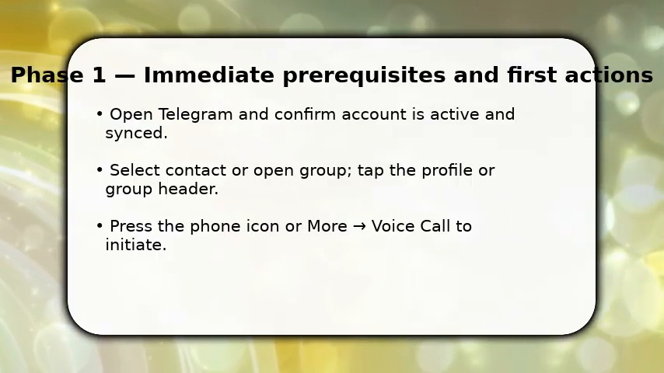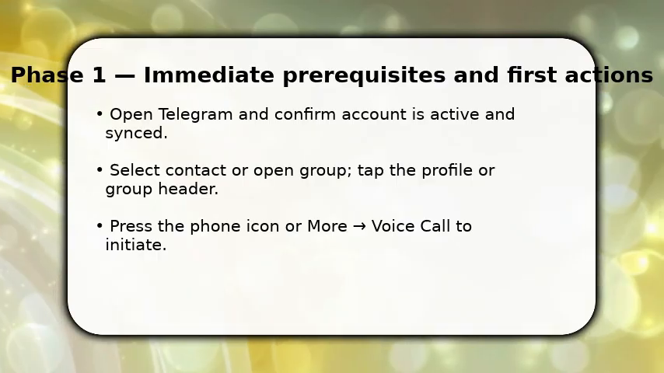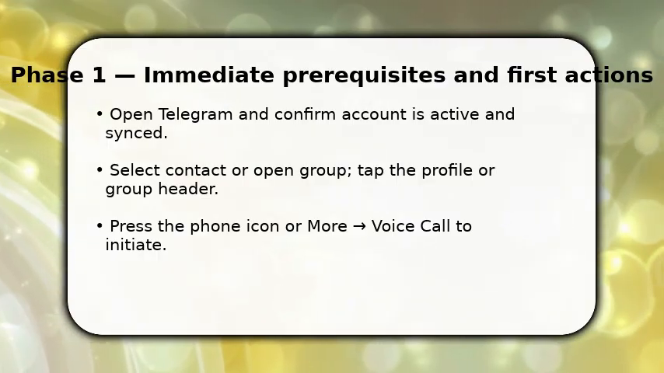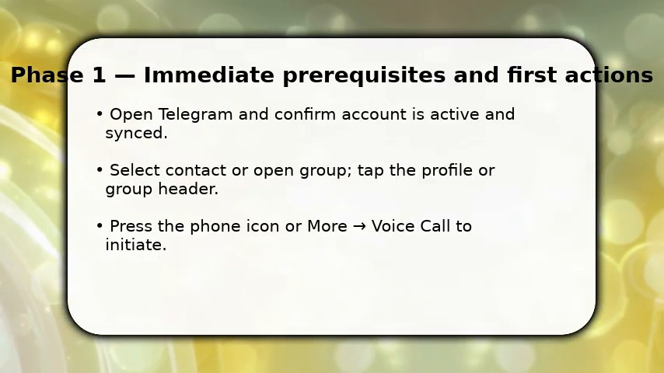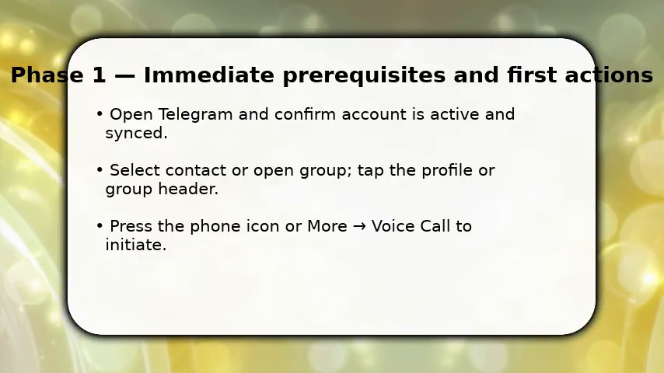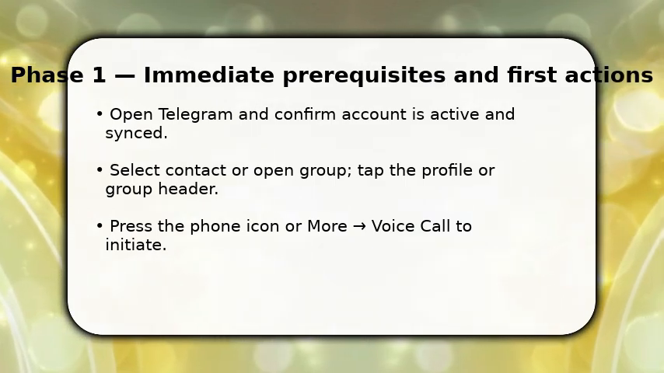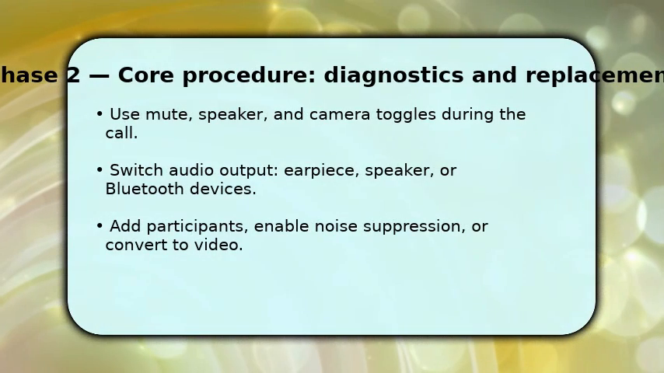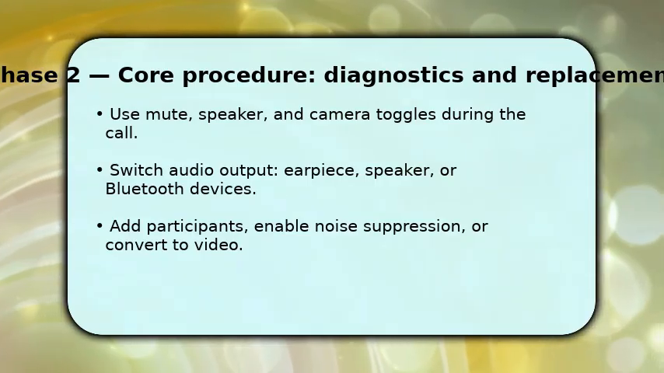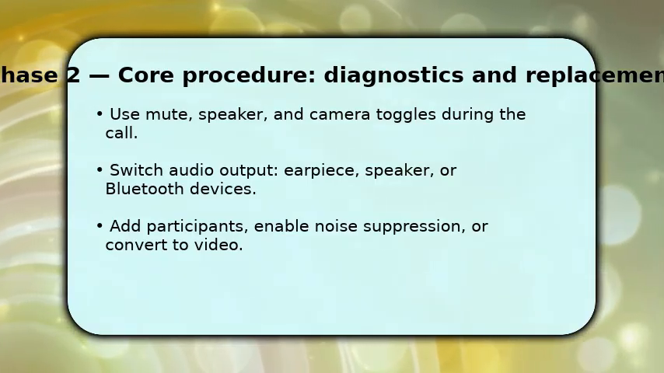Make sure your Wi-Fi or cellular data connection is stable. Calls prefer Wi-Fi for quality. If you're in a group, note that voice chats behave differently, so pick the direct chat for a simple one-to-one call. Once connected, you'll see in-call controls: mute, speaker, and camera toggles. Use them quickly to manage privacy and sound.